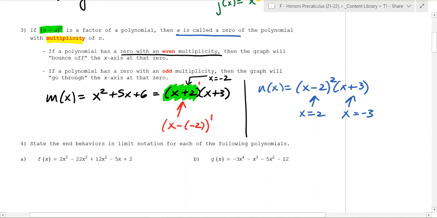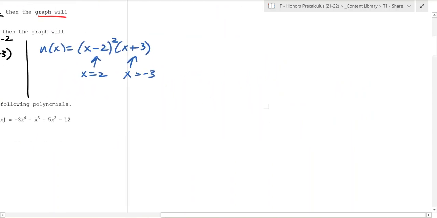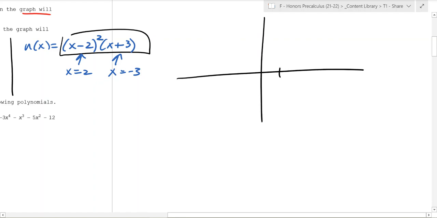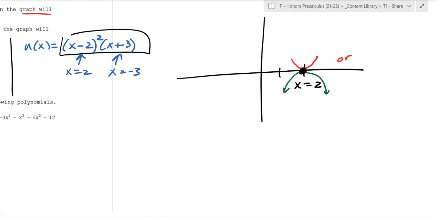If it's an even multiplicity, then the graph will bounce off the x-axis at the 0. And if it's an odd multiplicity, the graph will go through. What does this mean? If I had n of x right here, it immediately tells you that on the graph at x equals 2, it's going to bounce off, meaning the graph is going to touch it and turn around, and you will use other things to figure out which way.